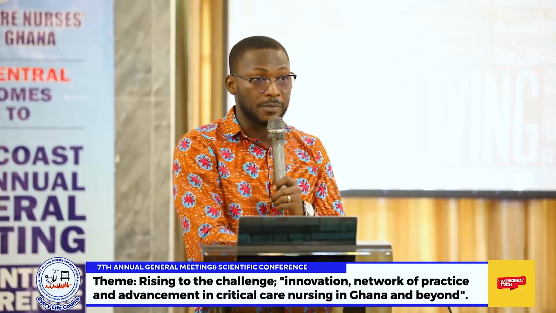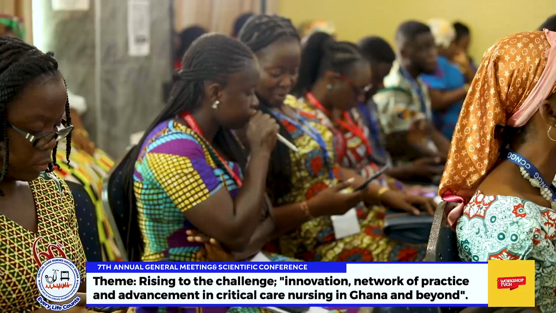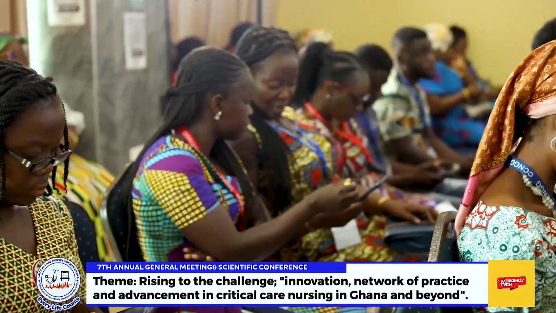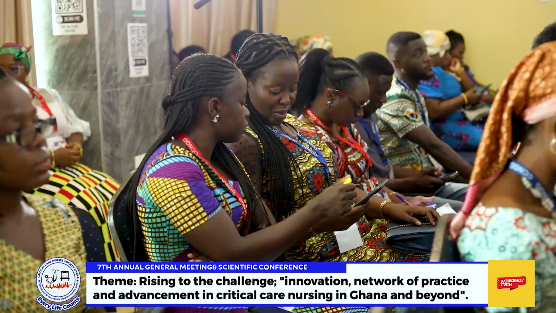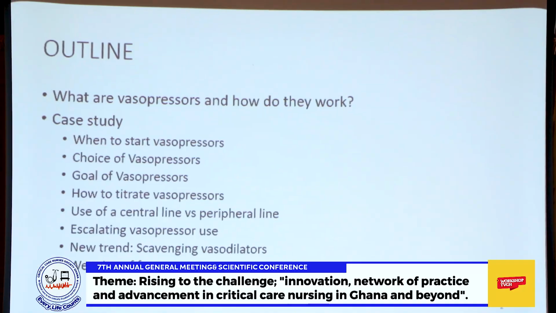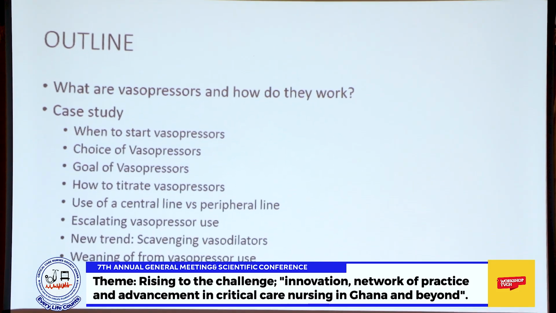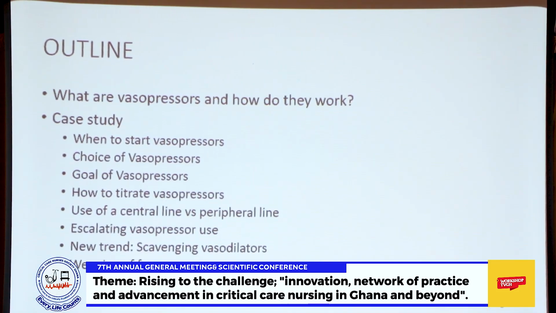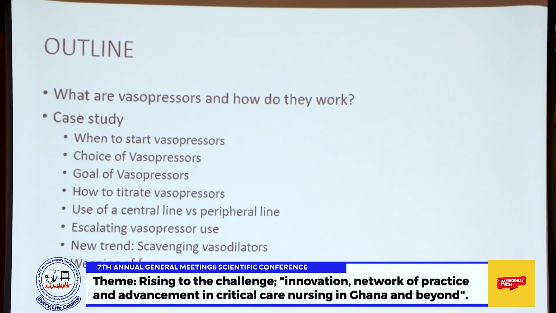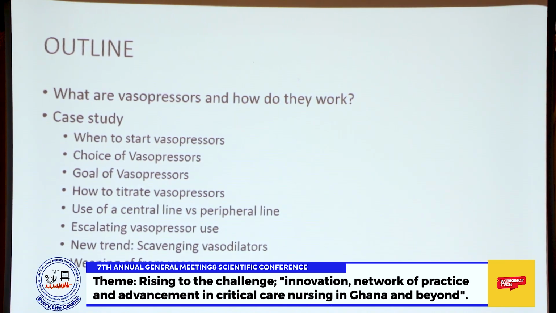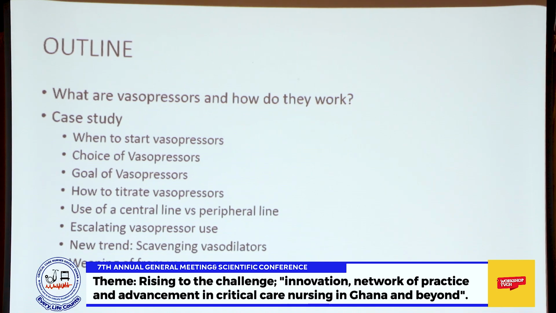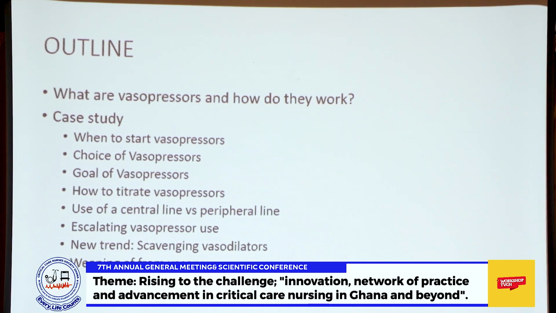So I wouldn't waste much time. We'll just start with the presentation. Our outline for today is to look at what vasopressors are and how they work. We'll use a case study to talk about a few issues that we face in the ICU: when to start them, how to choose them, what goals we look at when we start administering them, how you actually administer them, and issues concerning running vasopressors through a peripheral line or a central line.